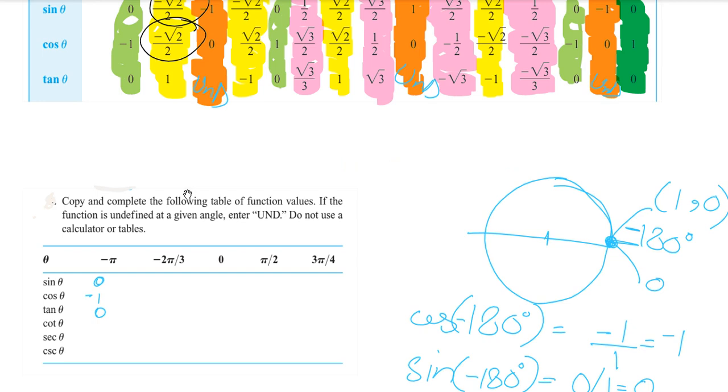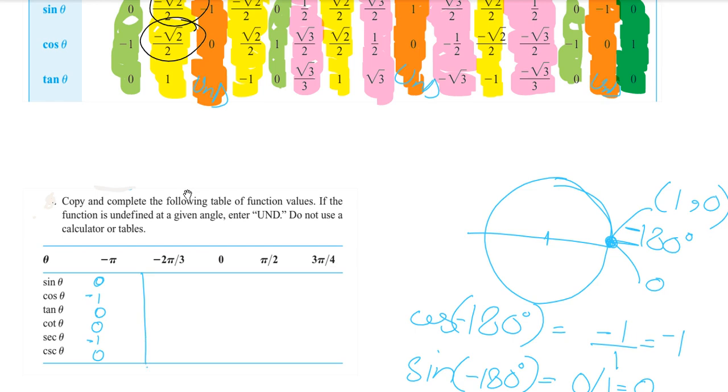So we know that cot is the reciprocal of tan theta, so we can easily write the 0 over here. Secant is the reciprocal of cos theta, we can write negative 1, and cosecant is the reciprocal of sine theta, we can write the 0 over here.